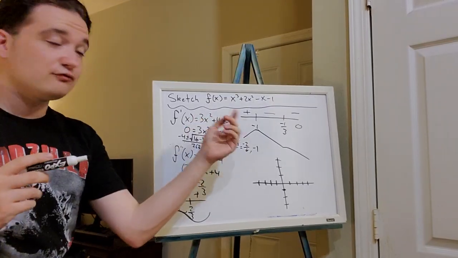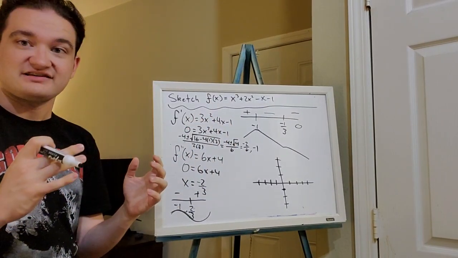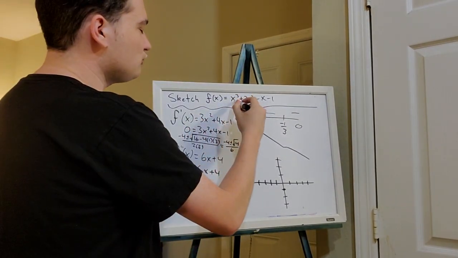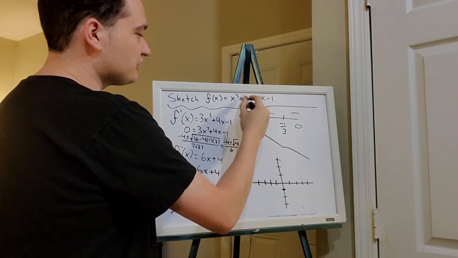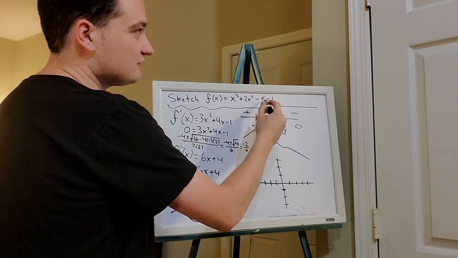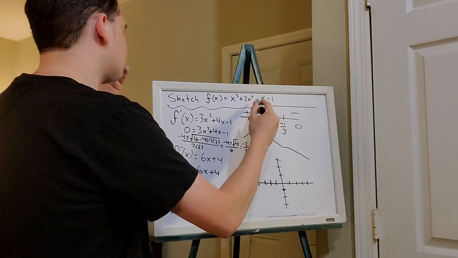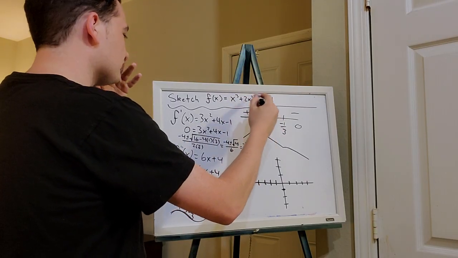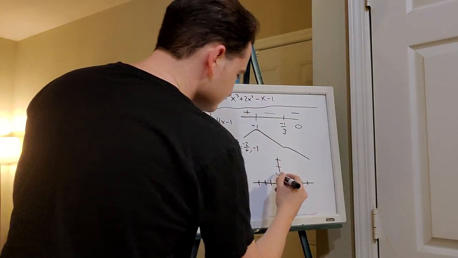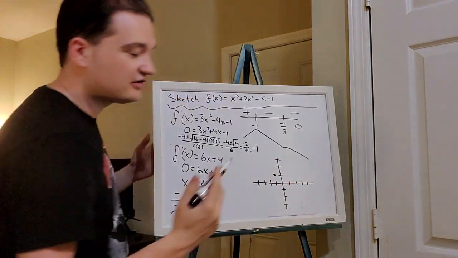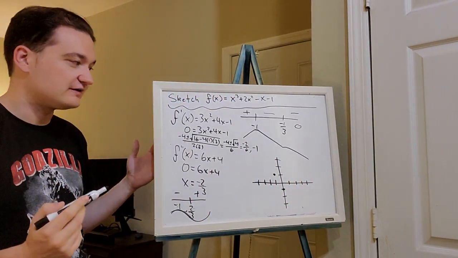What's f of negative 1? What's our local maximum? Well, it's going to be negative 1 plus 2, so that's 1, minus negative 1. So that's 2. This whole thing up here is 2 minus 1, 1. F of negative 1 is 1, so our height there is 1.